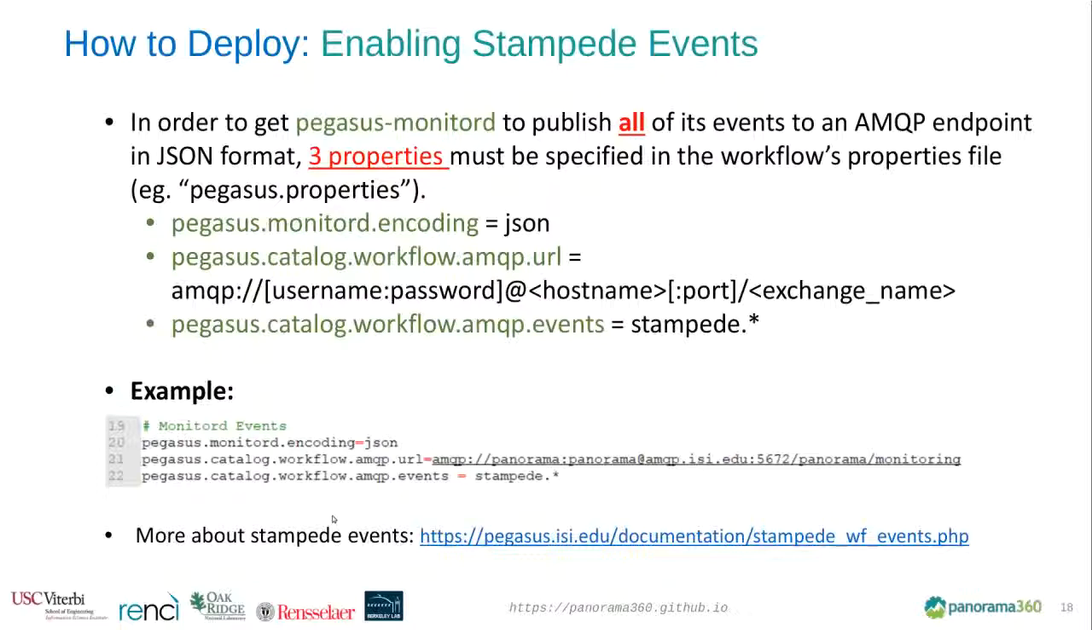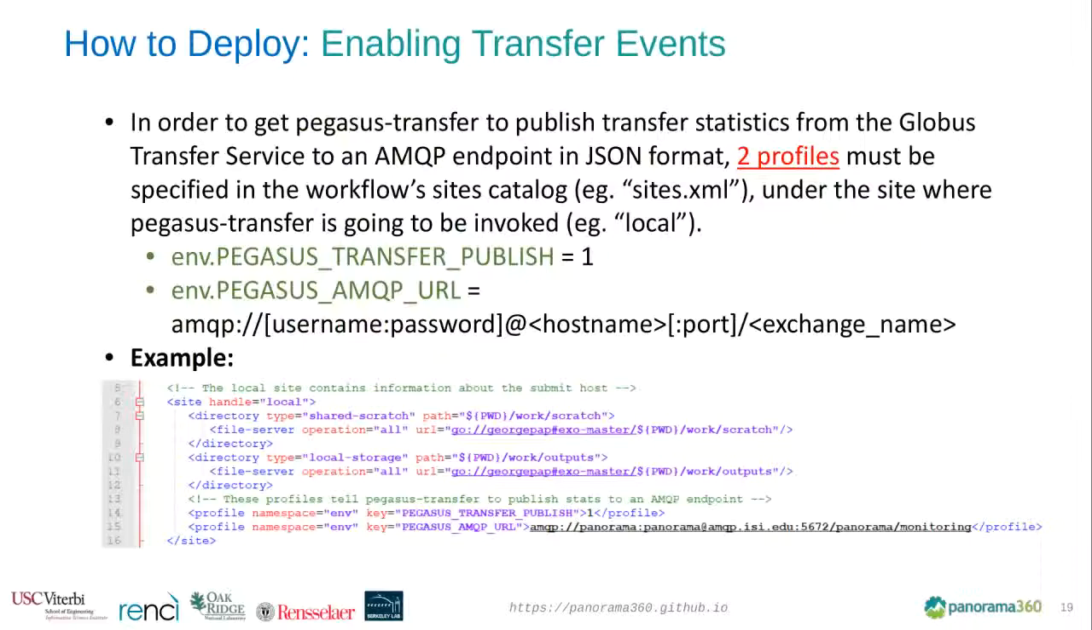So for the transfer events, Pegasus transfer needs access to two profiles. The first profile is called PEGASUS_TRANSFER_PUBLISH, and this should be set to one. And it's actually an environment variable passed to the transfer job that tells Pegasus transfer that it has to publish to an AMQP endpoint. And the second profile that needs to be specified here is called PEGASUS_AMQP_URL, which tells Pegasus transfer which is the AMQP endpoint that it needs to connect to and publish the statistics.